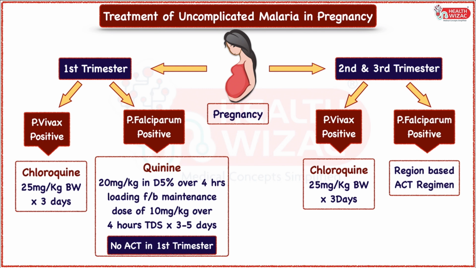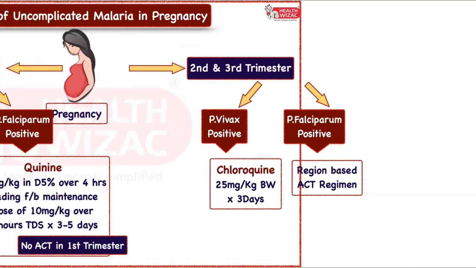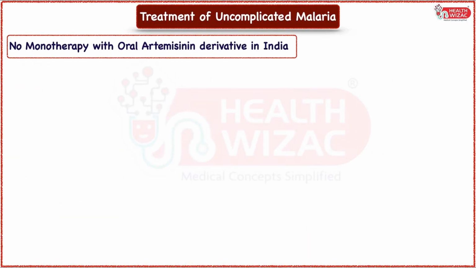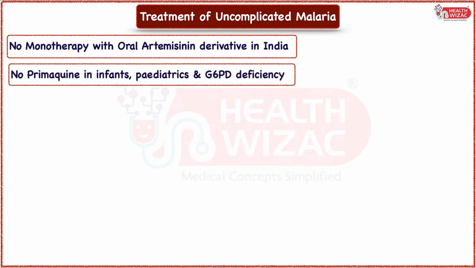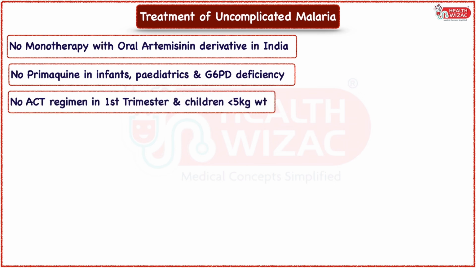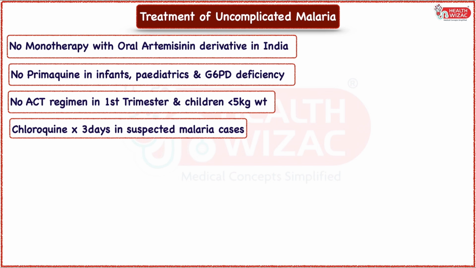Friends, while treating malaria, some important points to be noted are as follows. Monotherapy with oral artemisinin derivatives is banned in India to avoid resistance. Primaquine is contraindicated in infants, pediatrics, and in patients with G6PD deficiency. ACT-based regimen is contraindicated in the first trimester of pregnancy and children less than 5 kg weight. All suspected cases of malaria should be started with chloroquine for 3 days, and depending upon the microscopy or RDT results available, further modification of treatment and regimen should be done.